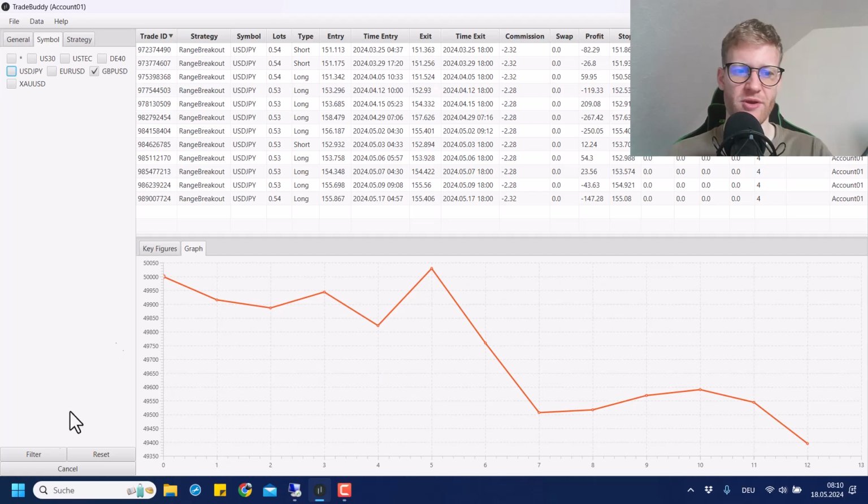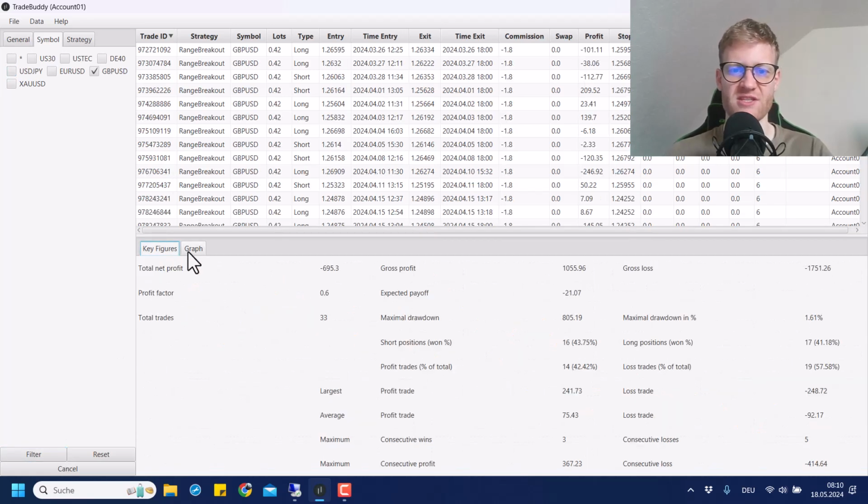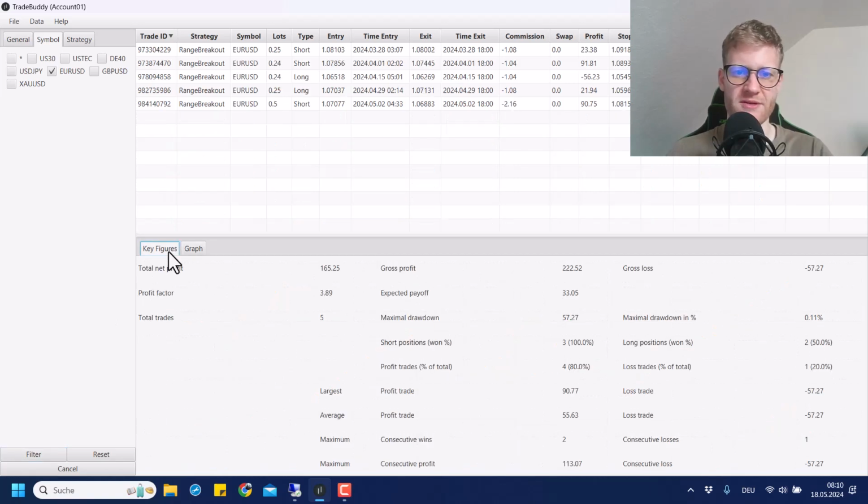Then we have GBP US dollar, which is also negative at this point, like 700 euro down. Then we have Euro US dollar, which is in good profit. No, not good, it's profitable. It's not a huge profit, but there are only 5 trades so far. Still a profit is great, of course.